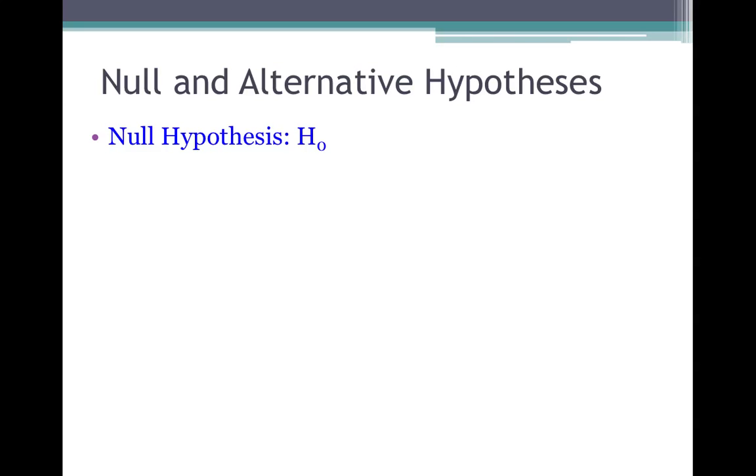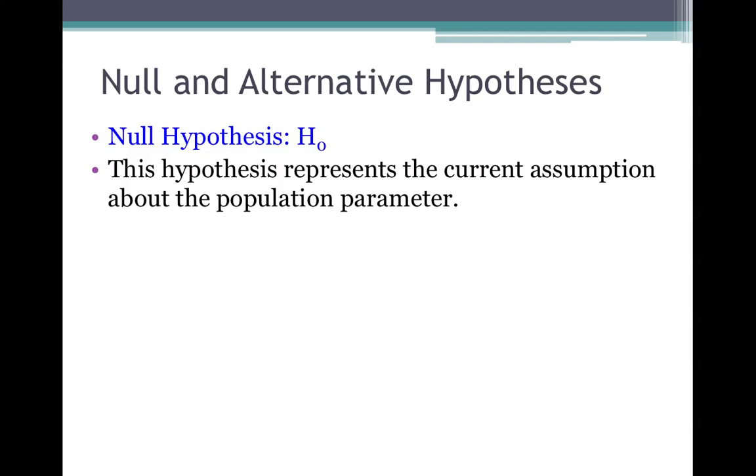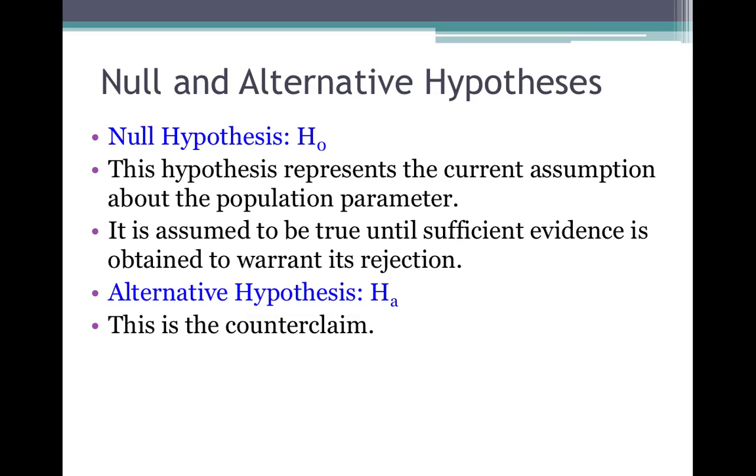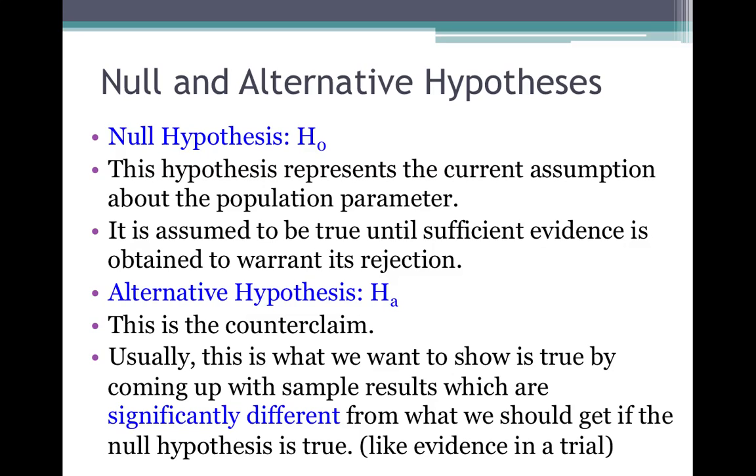The null hypothesis is symbolized by H subscript 0. I may say H-O for this. This hypothesis represents the current assumption about the population parameter. It's assumed to be true until sufficient evidence is obtained to warrant its rejection. The alternative hypothesis, H subscript A, is the counterclaim. Usually this is what we want to show is true by coming up with sample results which are significantly different from what we should get if the null hypothesis is true, like evidence in a trial.